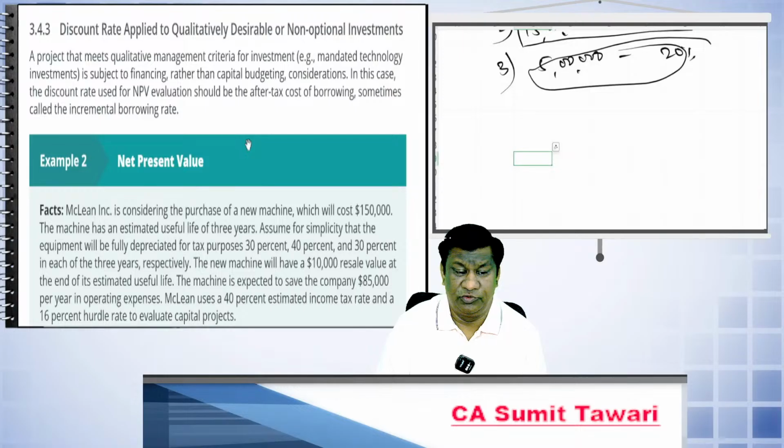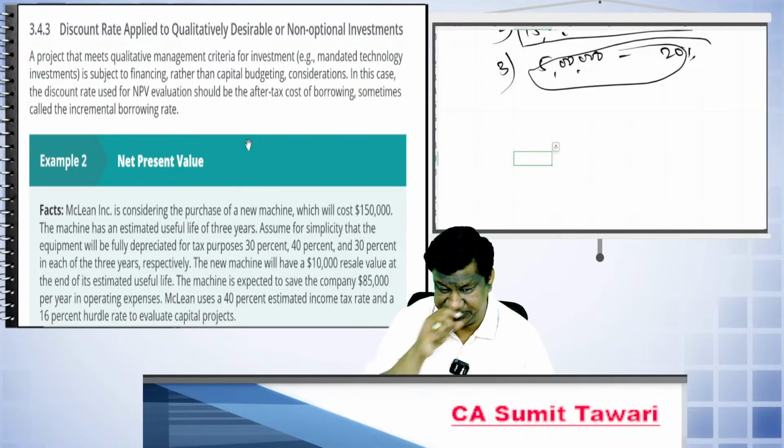Okay, so the discount rate applied to a qualitatively desirable or non-optional investment. A project that meets qualitative management criteria for investment, that is a mandated technology investment, is subject to financing rather than capital budgeting consideration. In this case, the discount rate used for NPV evaluation should be the after-tax cost of borrowing, sometimes called the incremental borrowing rate.